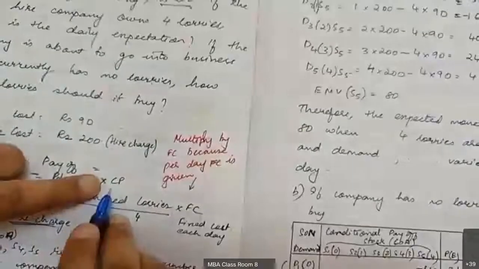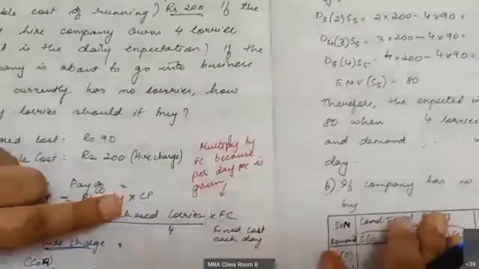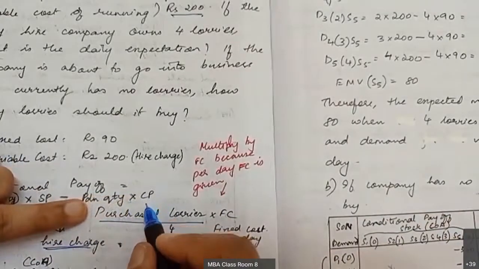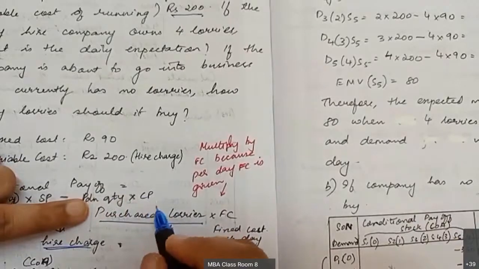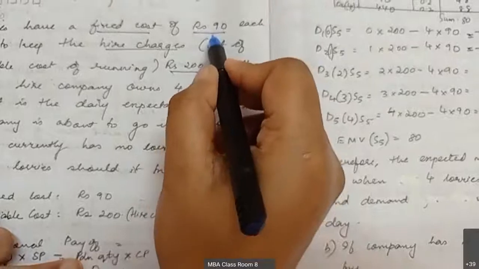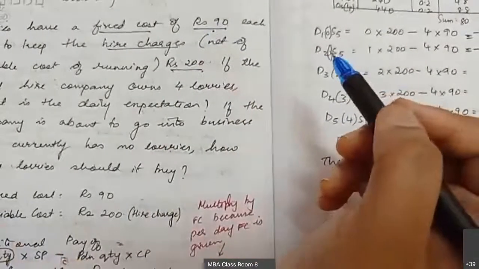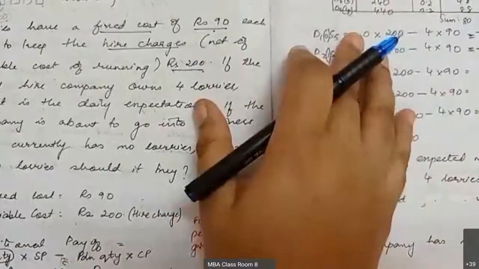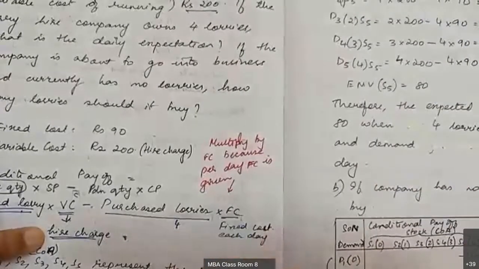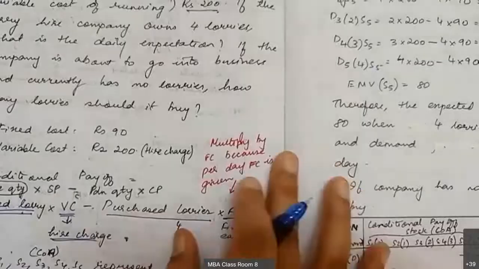Okay, and in our formula, next one is cost price. The cost this company has to have for each lorry, it is how much rupees? It is already given, 90 rupees. For maintaining each lorry, for a particular day, the company has to have 90 rupees. That is a fixed cost. So this is the formula that you have to use. Just substitute all these values.